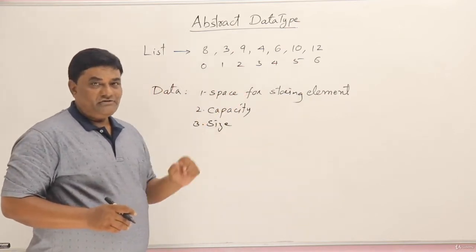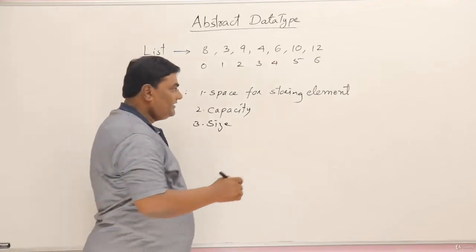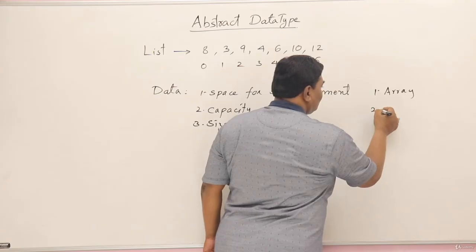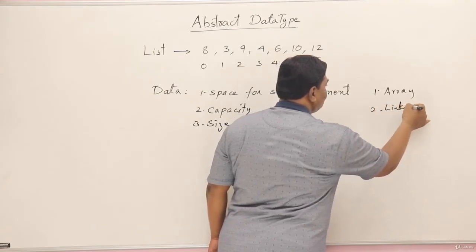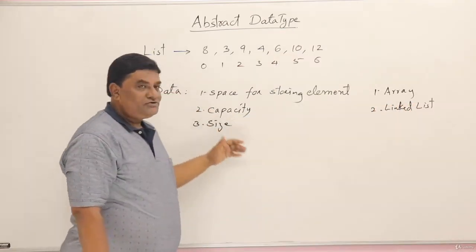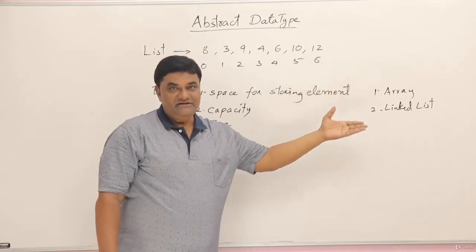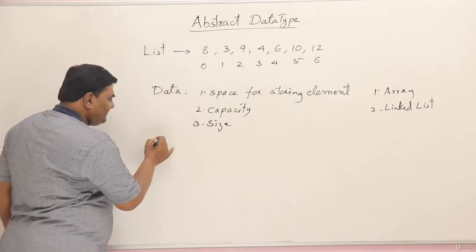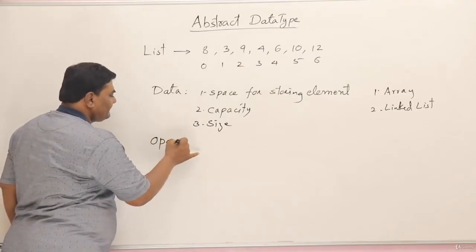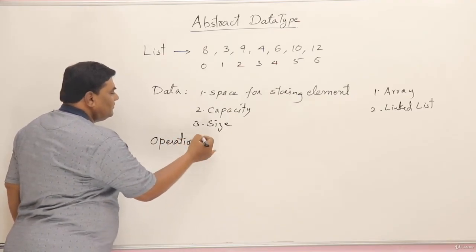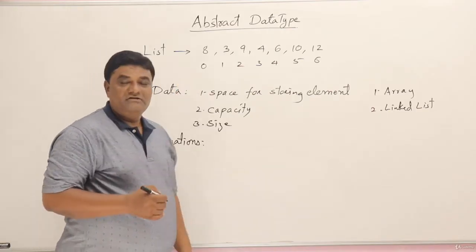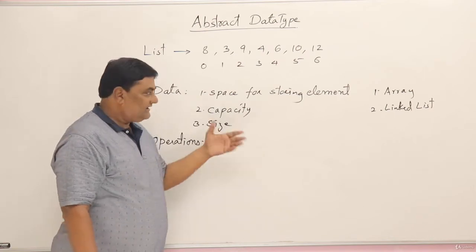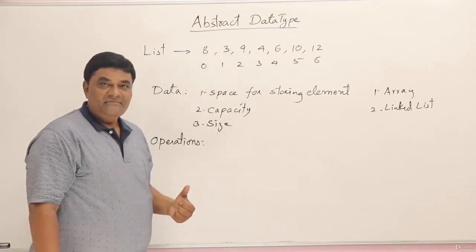For representation of this, I have two options. One is I can use an array in a program, or I can use a linked list. So representation of a list can be done using any of these methods. Then let us look at operations on a list. What are the operations that we perform on a list? Now for the operations, I will write a few operations here. Then again, I will explain all of them.